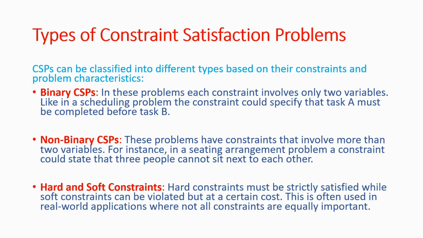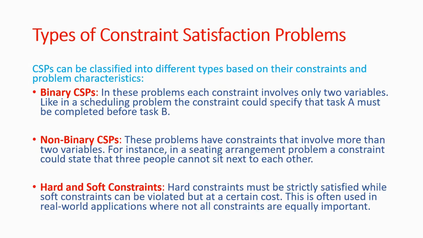Most traditional CSPs deal exclusively with hard constraints. Soft constraints can be violated, but typically at a certain cost or penalty. The goal in a problem with soft constraints is to find a solution that satisfies all hard constraints while minimizing the cost incurred by violating soft constraints.